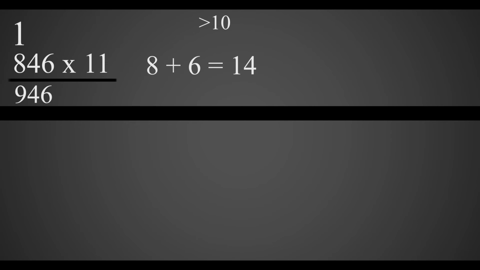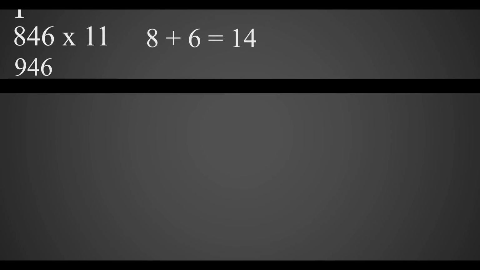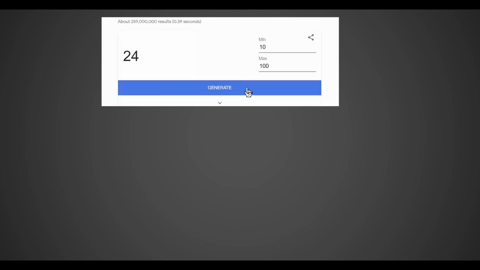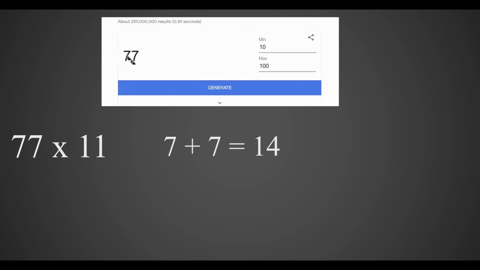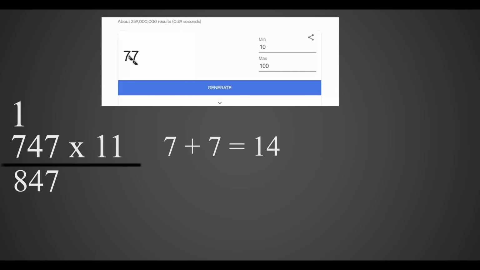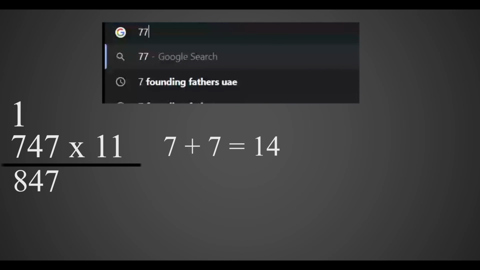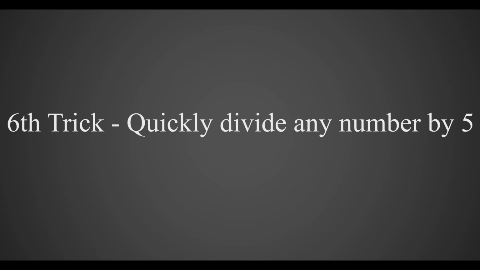Let's do another example by using our random number generator. Okay, so 77. Now, if we multiply 77 by 11, we have to add 7 and 7 together, which is 14. We have to take the 4, put it in the middle to get 747, and then carry the 1 over the 7 to get 847. And if we check over here, 77 times 11 is 847.